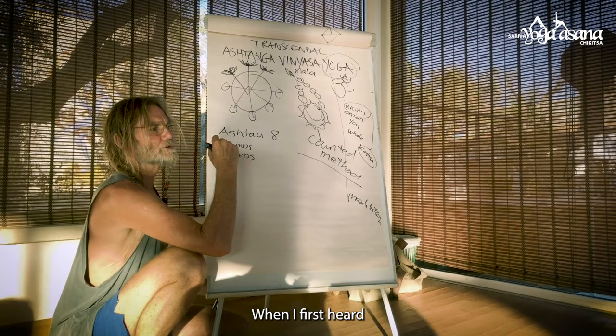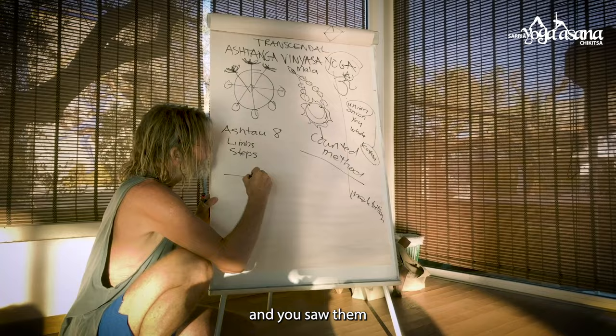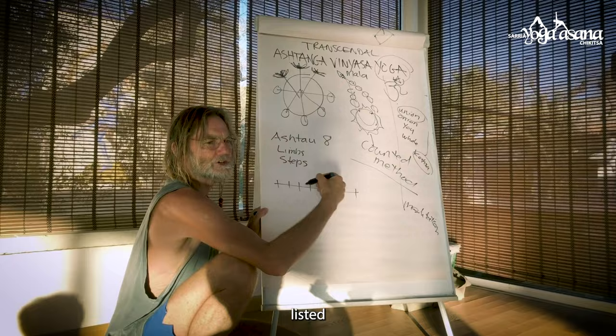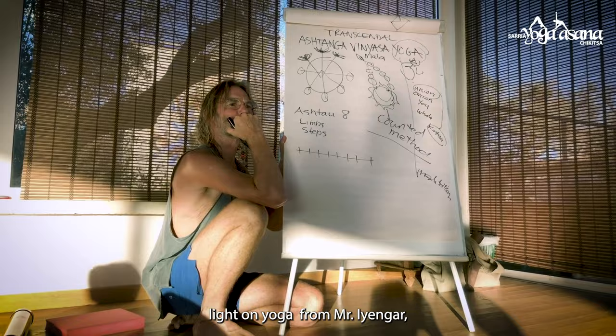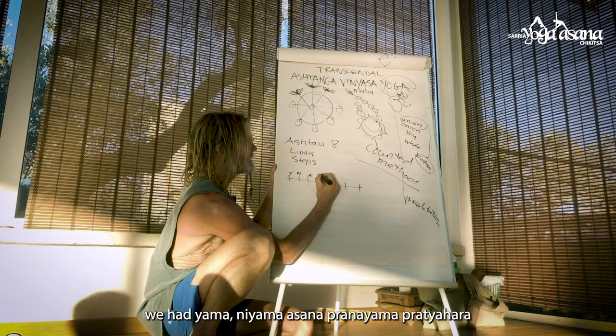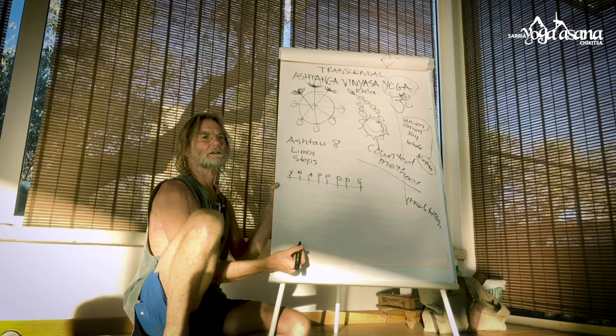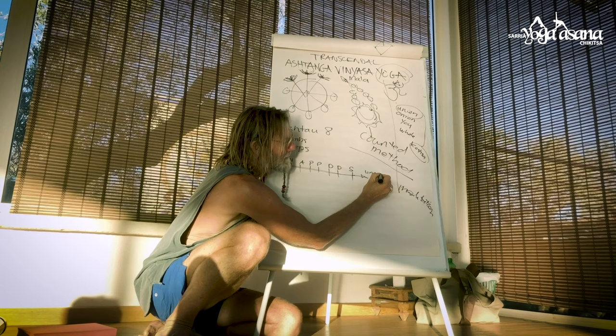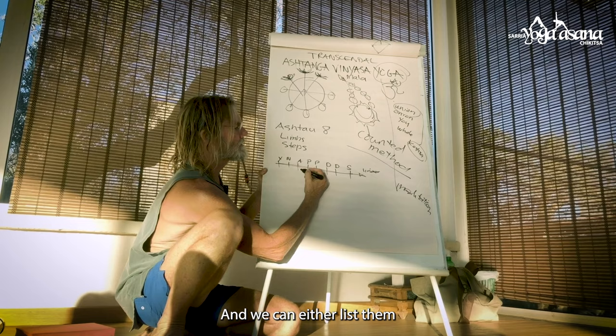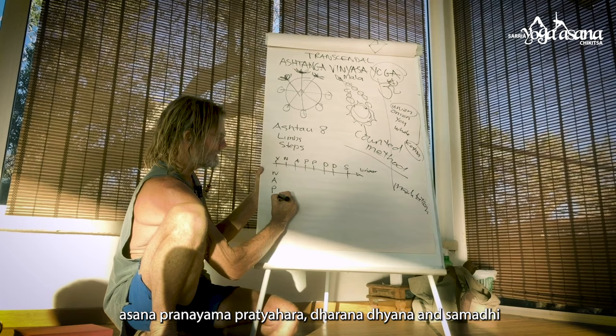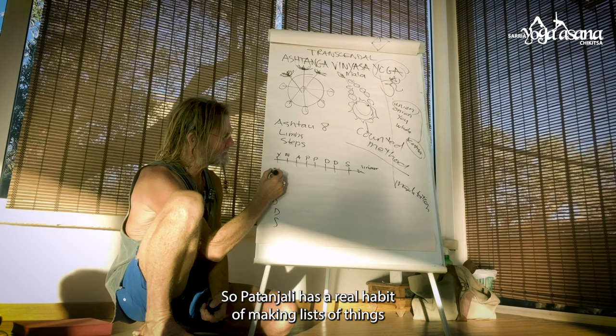When I first heard the eight limbs or the eight steps, and you saw them listed in the Light on Yoga from Mr. Iyengar, with Yama, Niyama, Asana, Pranayama, Pratyahara, Dharana, Dhyana, and Samadhi. So that's a very linear approach. And we can either list them that way, or we can go Yama, Niyama, Asana, Pranayama, Pratyahara, Dharana, Dhyana, Samadhi. We can list them. So Patanjali has a real habit of making lists of things.